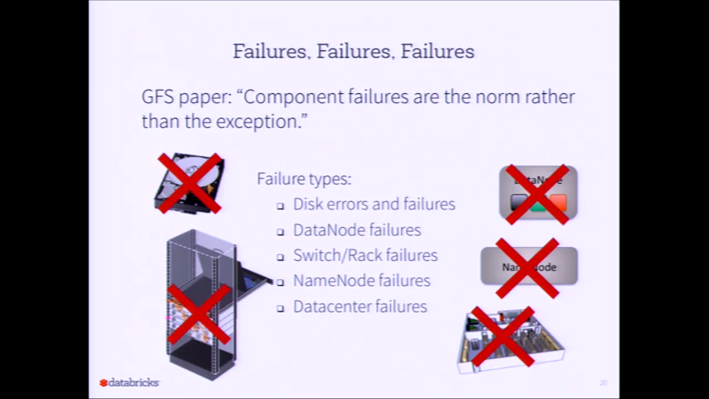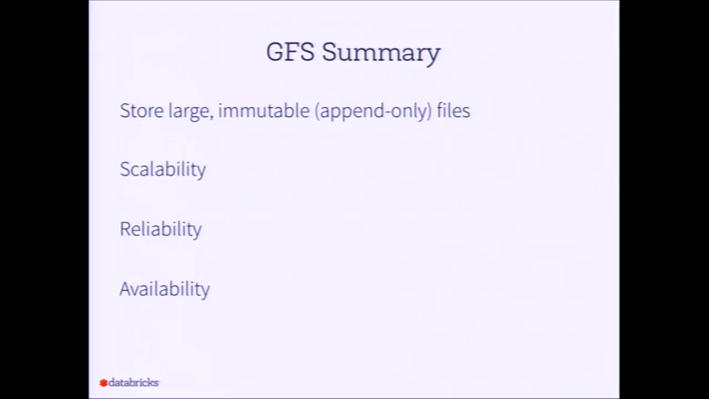So you can actually protect against, for example, earthquakes. GFS, in short, if there's only one property you have to remember, it is the fact that they are designed to store very large files, and that they're immutable. So it makes it actually easier, and they came up with a design based on this assumption that can achieve very good scalability, reliability, and availability. Basically, almost anything can fail, and the system will still work.